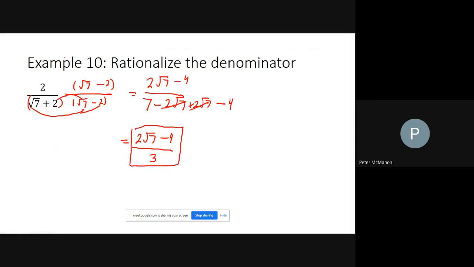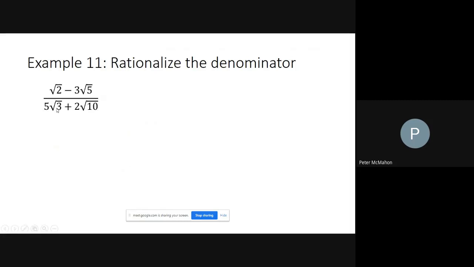Okay, so if we have two terms in the bottom of the fraction like this, the strategy is multiply the top and the bottom of the fraction by the conjugate of the bottom. All right, so a little bit more of a difficult one over here. We have root 2 minus 3 root 5 over 5 root 3 plus 2 root 10. So we would need to multiply the top and the bottom by the conjugate like this. Okay, so this is a plus, this becomes a minus, but otherwise the terms stay the same.